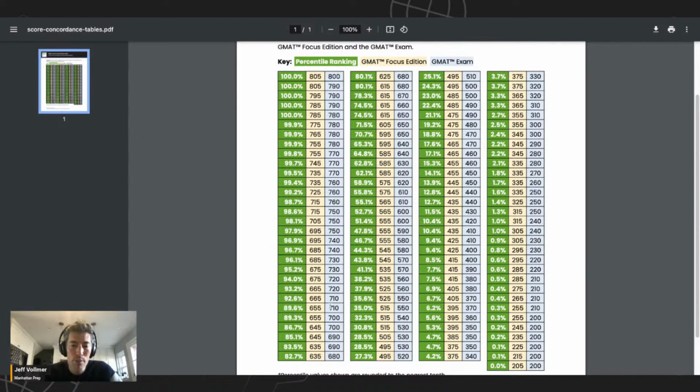And you can say, well, if I'm targeting a 700 plus score on the old exam, that's like a 655 on the GMAT Focus. So maybe you're not as far away as you think you are.